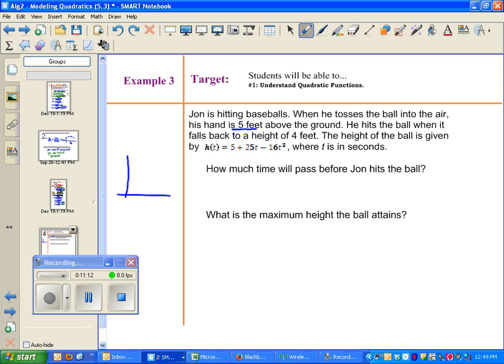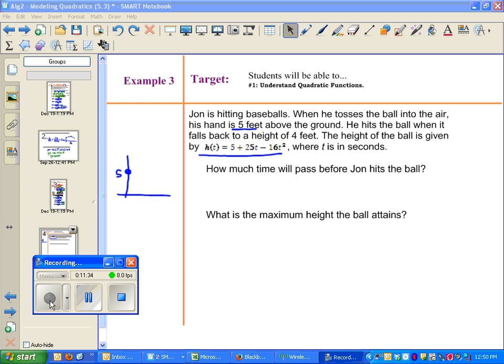So John is kind of like the y-axis, which means the y-intercept is 5 because that's where John is tossing the ball. And then when he hits the ball, it falls back to a height of 4 feet. Right, and it's modeled by this equation. So how much time will pass before John hits the ball? Okay, well, he's going to hit the ball at 4 feet.